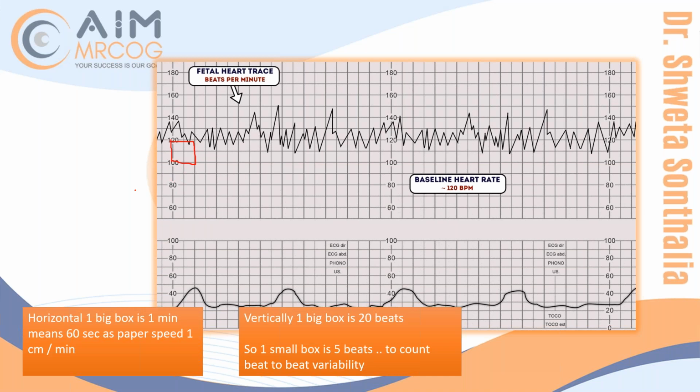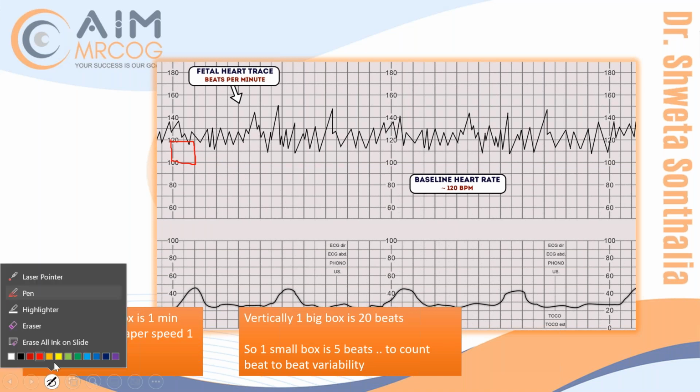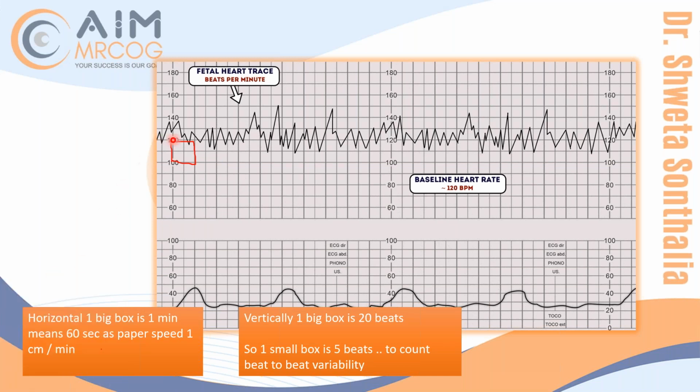So you have to understand this, very important, how much the beats go up and how much the beats go down. My dear, I'm not drawing. I just draw the box to show you what this one big box means, so that you understand how to calculate the beat to beat variability, acceleration, how many beats up, how many beats down, how much length. According to that, you will understand the time.